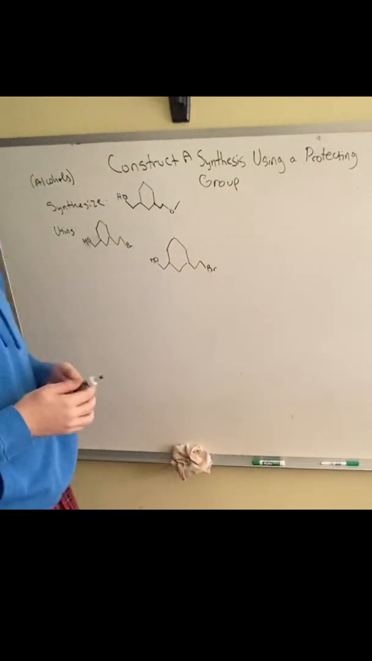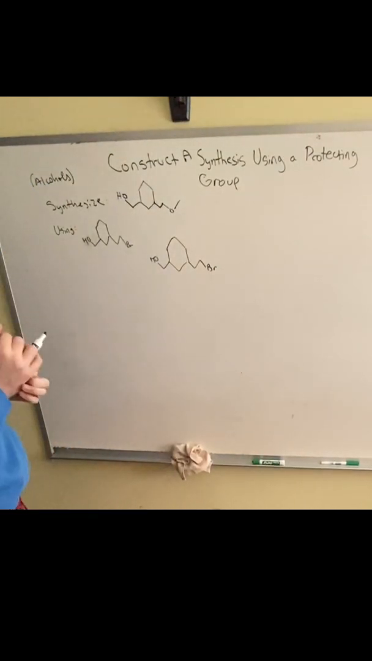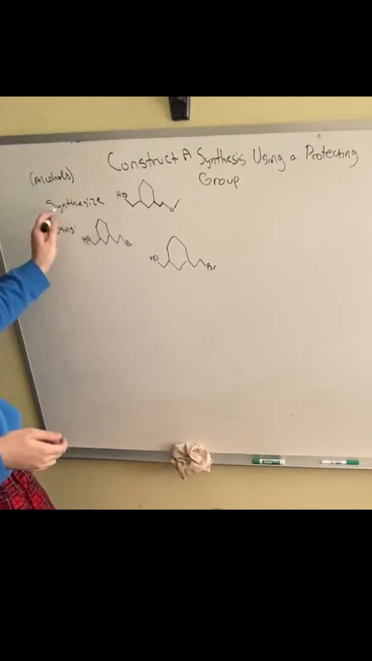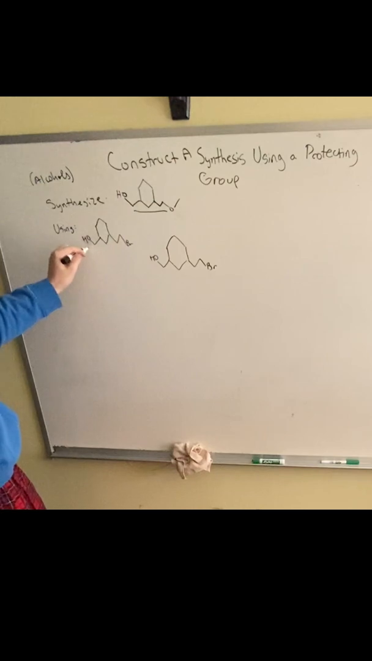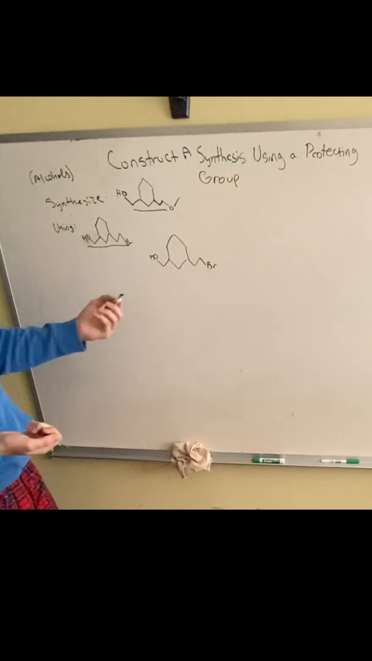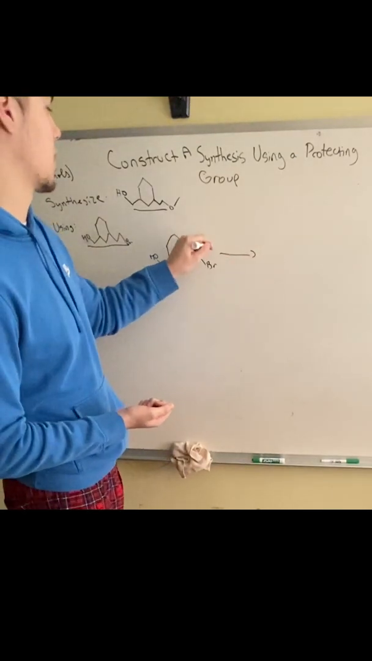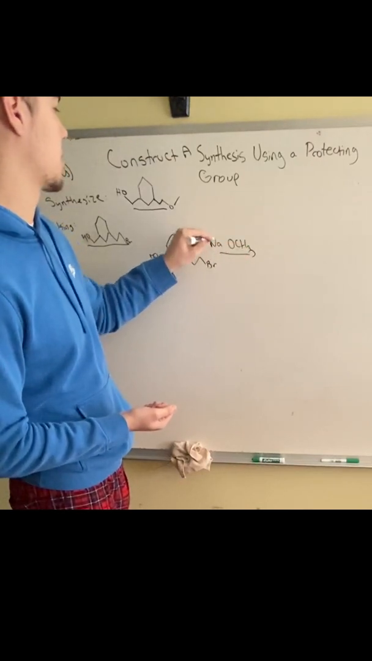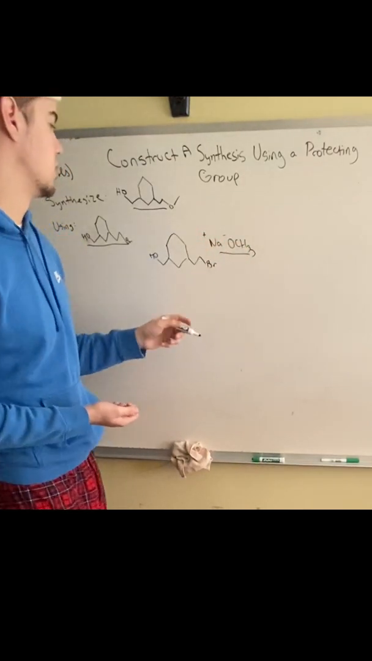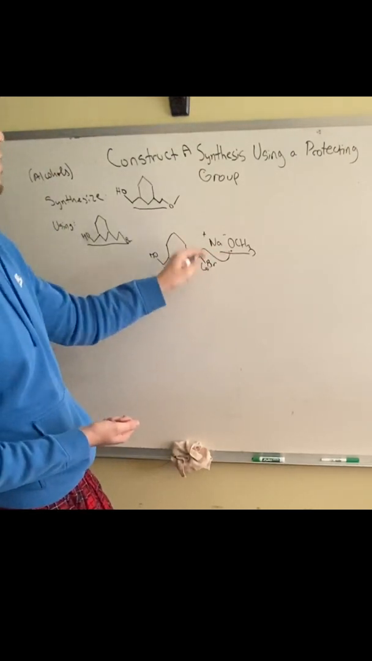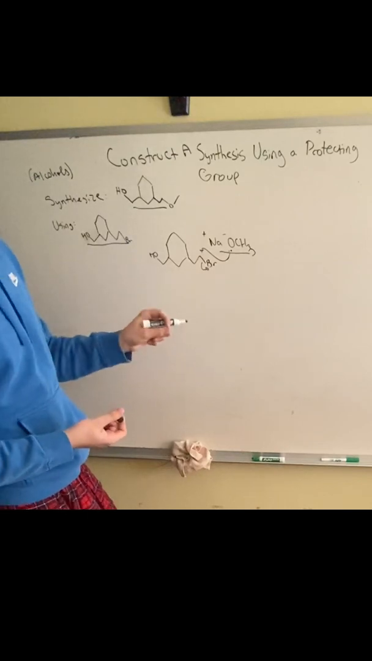Alright everybody, today we'll be doing a synthesis using a protecting group. In this problem, we're given a compound and asked to synthesize this, given this molecule, and it seems like normally you could probably just do a simple SN2 reaction using something like NaOCH3, and it would just be a simple attack here. And this would get kicked off and you would get this.